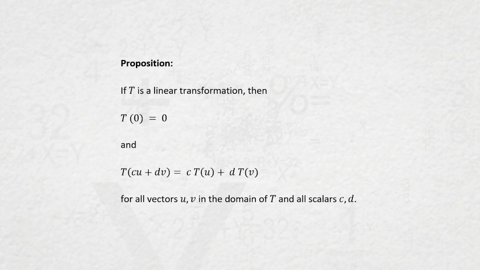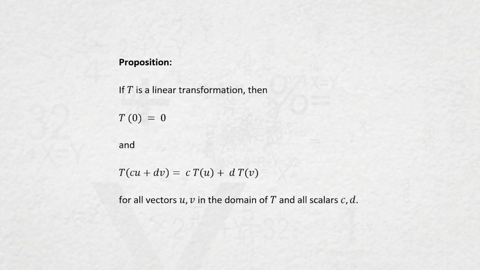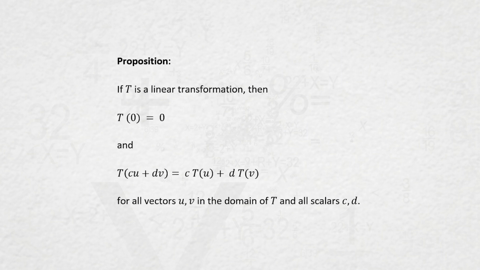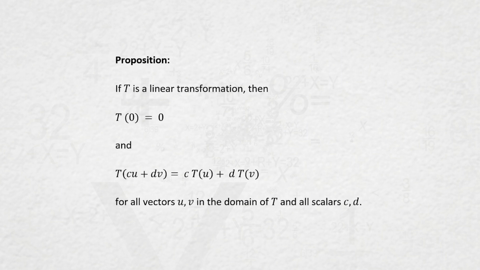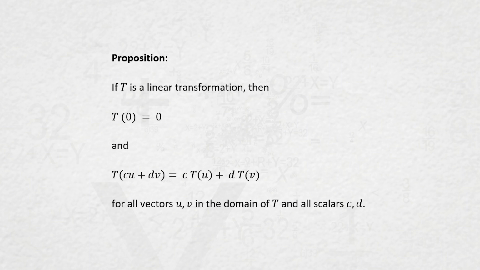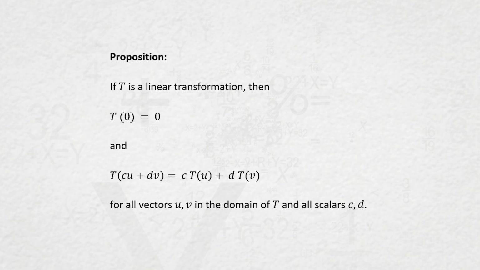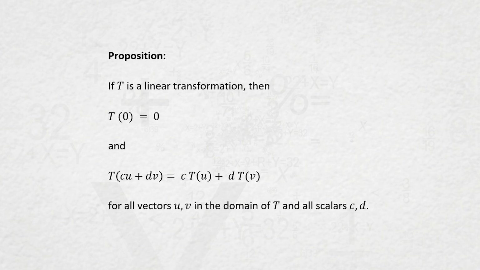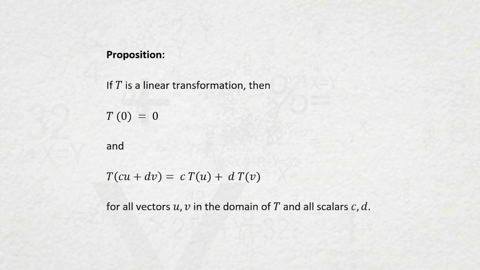If T is a linear transformation, meaning that it has to satisfy the above two conditions that we have mentioned, then T of 0 is always 0, and T of cu plus dv is equal to c multiplied by T of u plus d multiplied by T of v for all vectors u, v in the domain of T and for all scalars c and d.